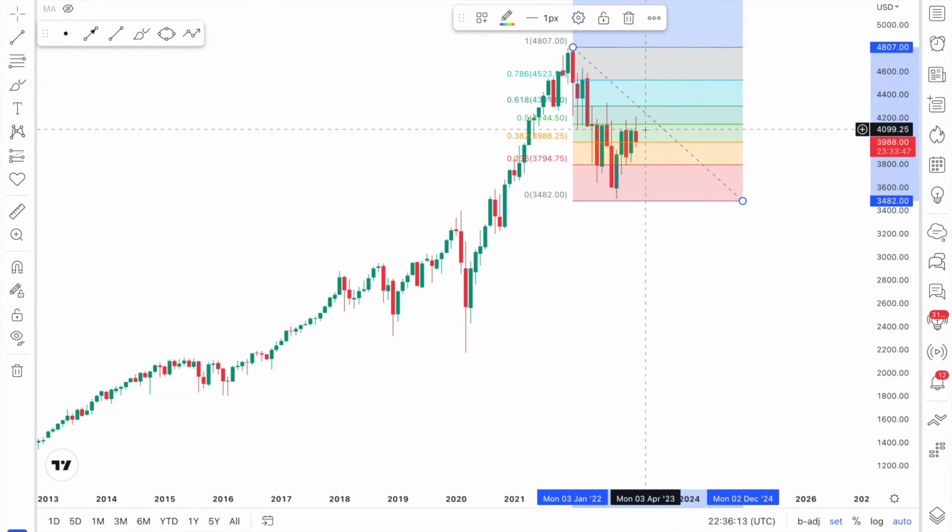Like I mentioned before, the 50% area is a major area where the stock likes to stop and say, what am I going to do next? Am I going to continue downward further? Or am I going to now go back up? So we have no clue. There's no way to predict that. We have to just watch and see.